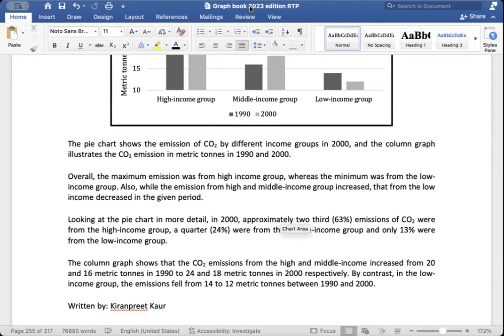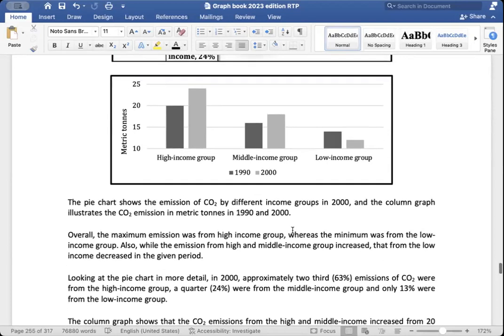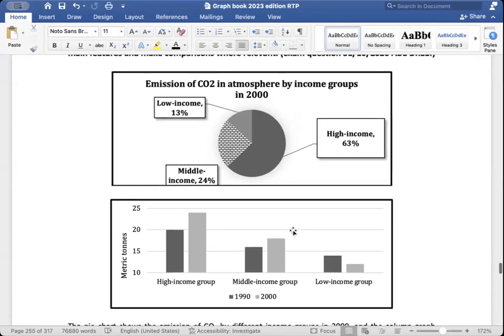Looking at the pie chart in more detail, in 2000, approximately 2/3. Now this is a specific vocabulary of the pie charts. I'll tell you the complete vocabulary of pie chart. Supposing there is 63 here, what is 2/3 and what is 1/3 of 100? Tell me. 1/3 is?